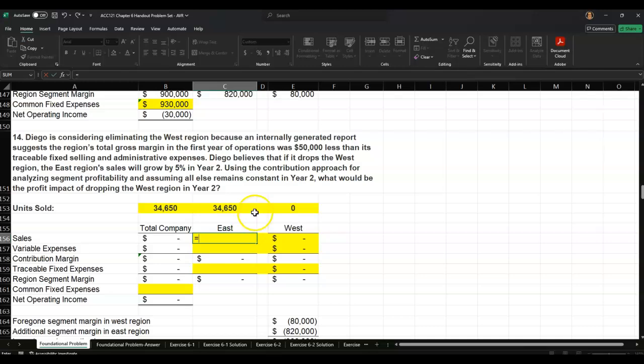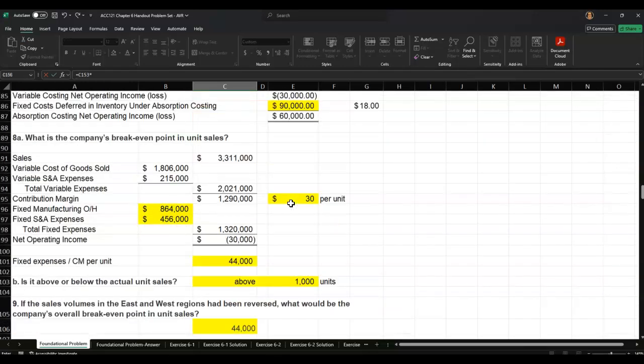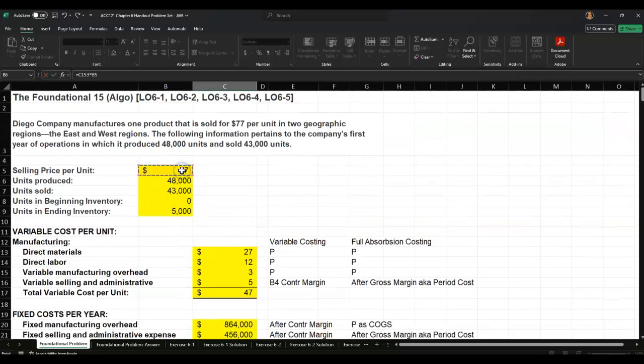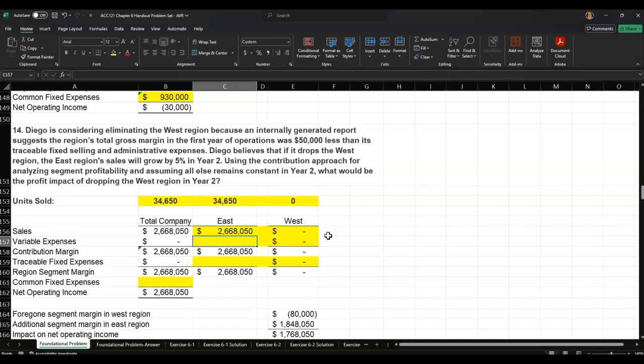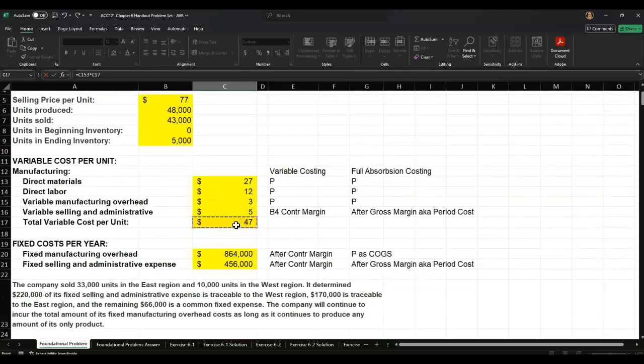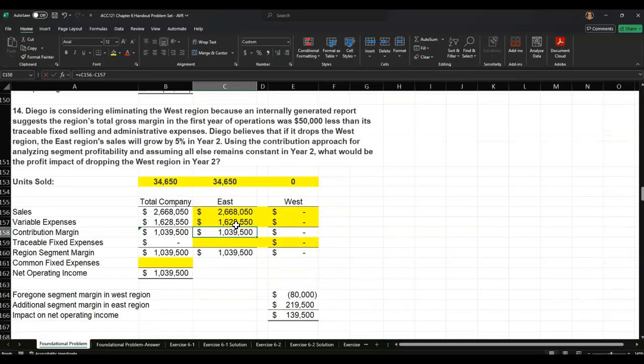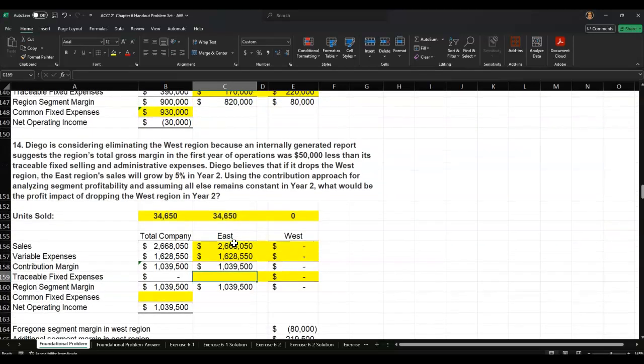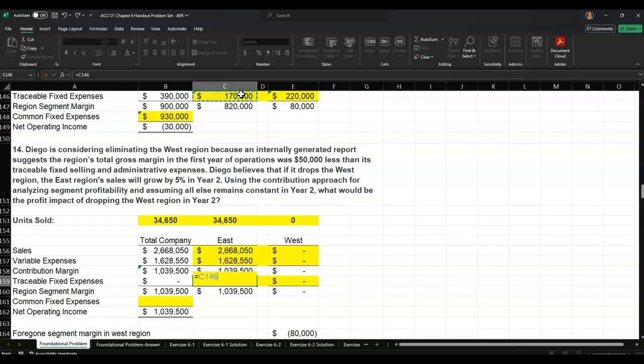So again, when we're dealing with sales, it's just simply sales, number of units sold, times that $77 per unit. That hasn't changed. Our variable expenses, now again, remember on this one, that is going to be total variable expenses on this one, and that is going to be the $47 per unit. And then we've got the traceable fixed expenses, and I think we're staying at the 170. Okay? So right now, this is what the East region is looking like.